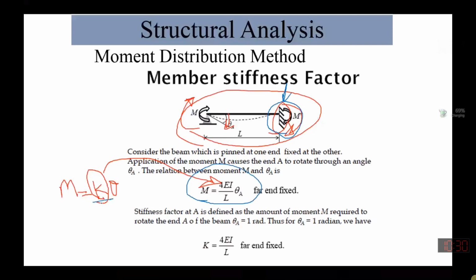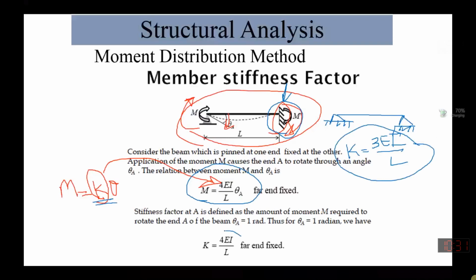There is one more case. There are two possibilities. If the far end is a pin or roller, then this K value will be equal to 3EI over L. So our stiffness factor will be 3EI over L once the far end is hinge or roller. These two should be very clear to us: if the far end is fixed, K is 4EI over L; if the far end is not fixed, it is a pin or roller, K is 3EI over L. So these are the two cases for the calculation of stiffness factor.